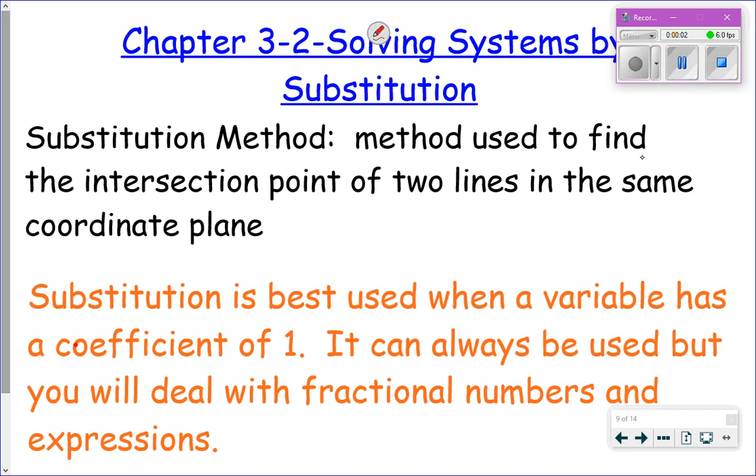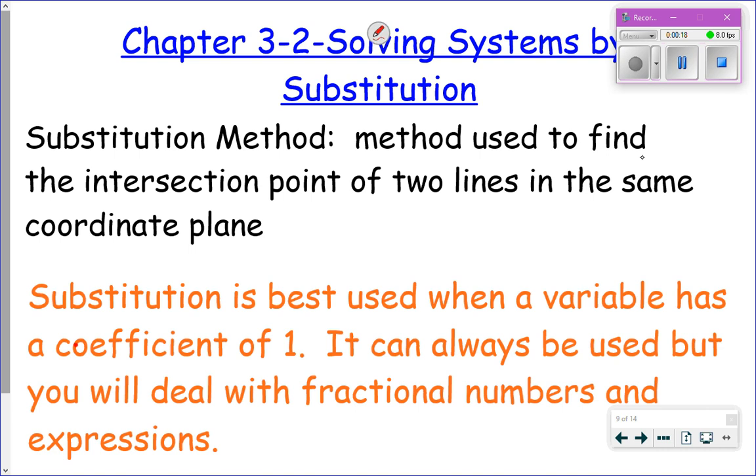Today we are going to finish section 2 of chapter 3. We already learned how to solve a system of equations by doing elimination. Today we're going to do substitution. Substitution students usually like better, so hopefully you do too.